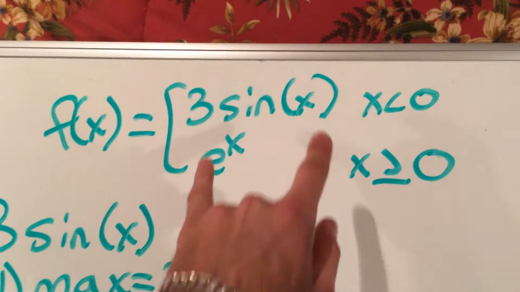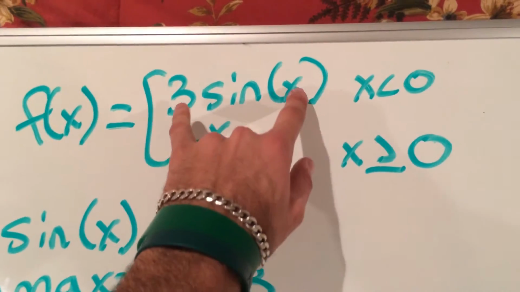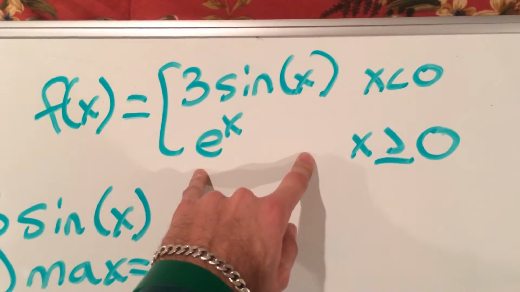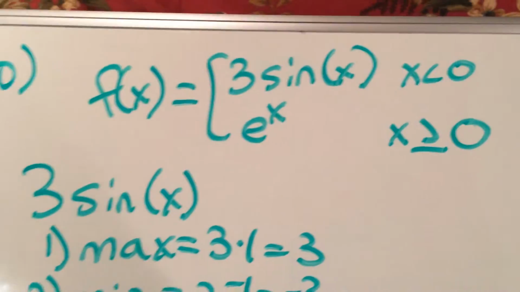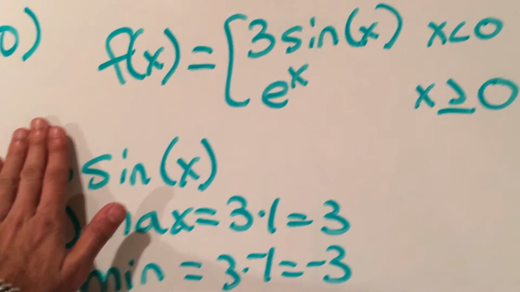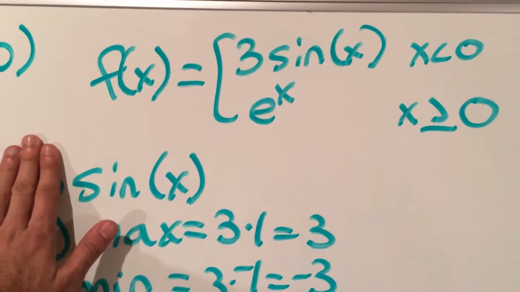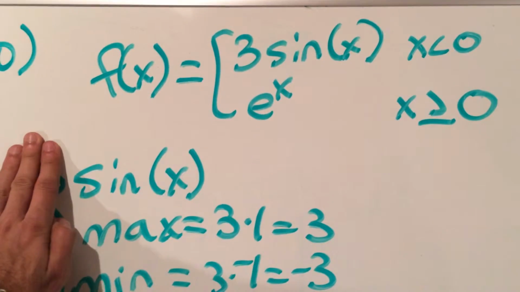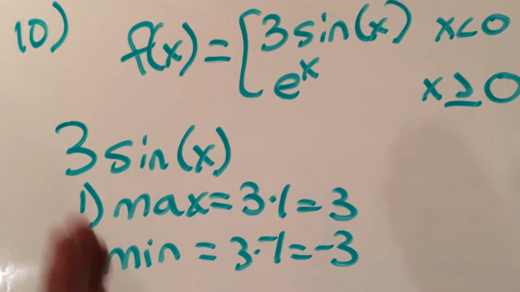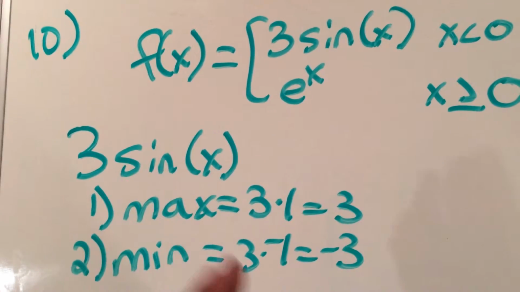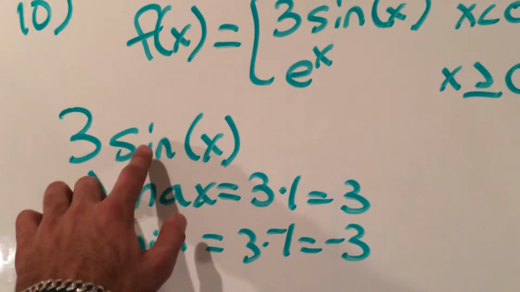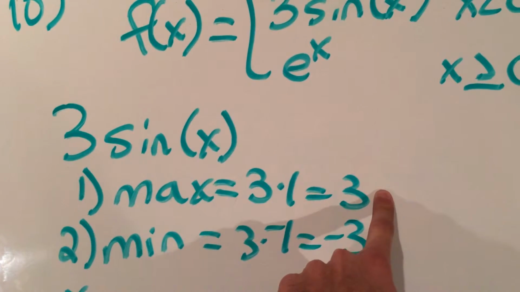Well, to find the range, we want to look at the two pieces and ask, what is the maximum and minimum y value for this piece, and the maximum and minimum y value for this piece? Let me start with the top one, 3 sine of x. Now think to yourself, if the 3 wasn't here, you would say the maximum value is 1, because the maximum value for sine is always 1. Remember, sine is a periodic function. That means it goes from side to side. The maximum value is 1. So therefore, the maximum value of 3 times 1 is, of course, 3.